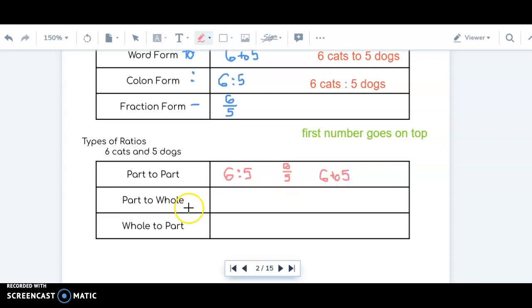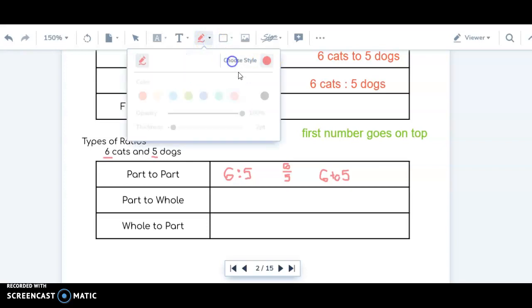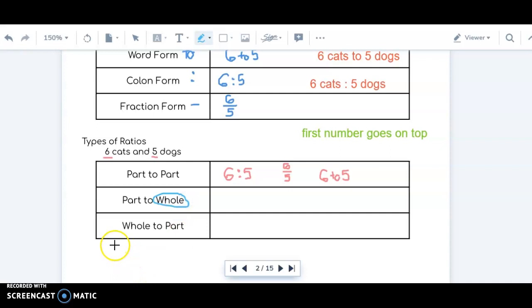Okay? Now, part to whole. So we already decided that this was a part and this was a part. Okay? So now we gotta find the whole. All right? To do that, let's go ahead and use this color. Okay? To do the whole, we're gonna add them together to get the total number of pets. Okay? 6 plus 5 equals 11.